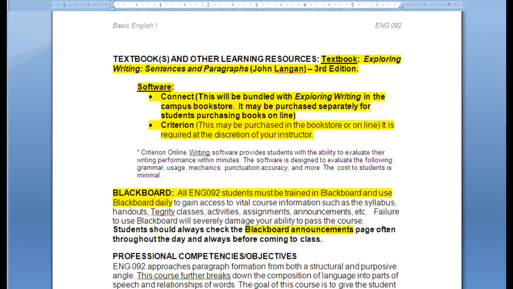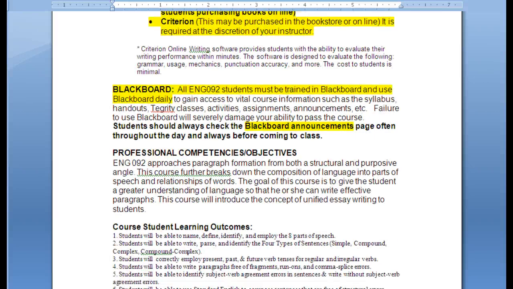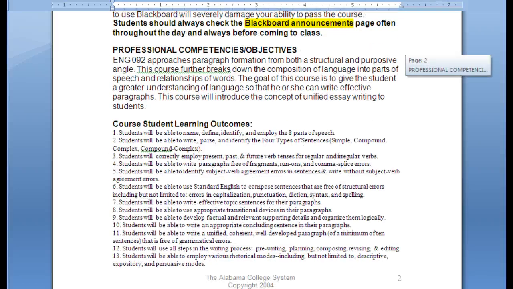For textbooks and other learning resources in this class, you need the textbook Exploring Writing, Sentences, and Paragraphs, and you're looking for the 3rd edition. You're also going to need Connect software. This is bundled with the textbook, and actually, we're not going to use the criterion code in this class, so you can skip that purchase. We'll be using Blackboard to submit our work. You do need Blackboard in this class. You need it all the time, so make sure that you're using it on a regular basis. If you're having a hard time using Blackboard, head to the Space Center for a little bit of help.